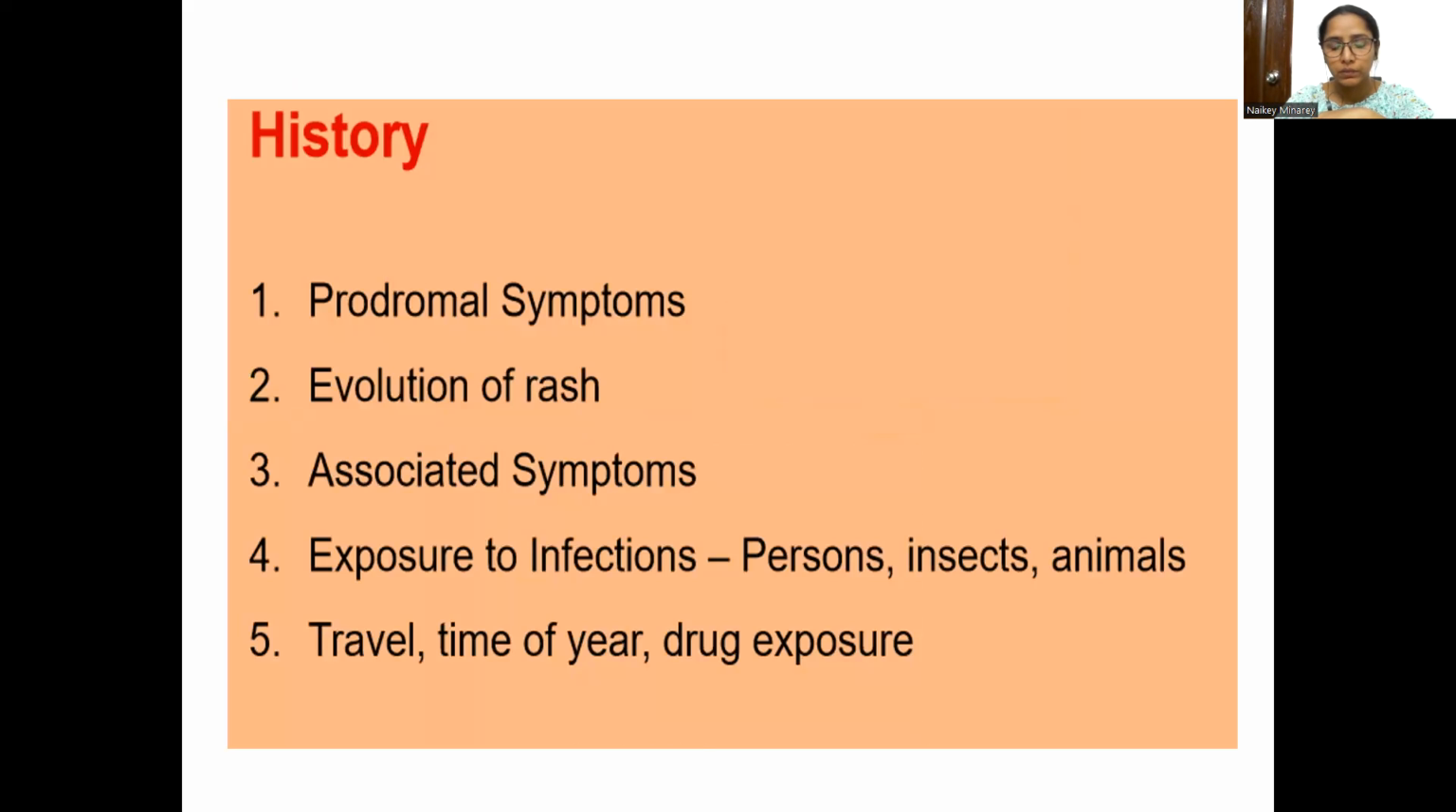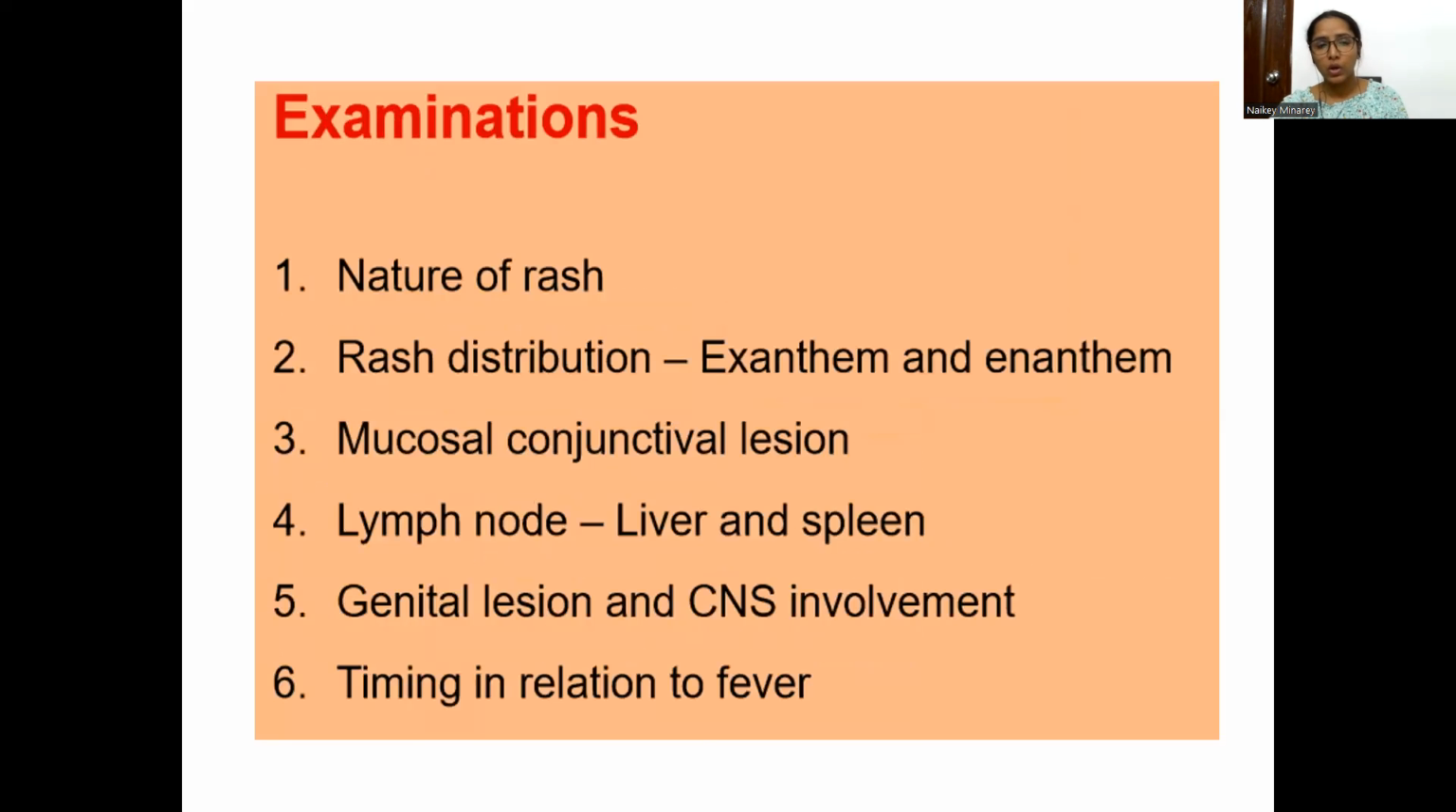Now, if a patient comes with fever and rash, we have to ask in the history what the preceding symptoms were before the rash, how the rash evolved, and what the associated symptoms with the rash are, or if there was any exposure to an infectious person, insects, or animals. Also ask about a history of travel, the time of the year when he travelled, and drug exposure, if any. Now, after taking the history, you have to examine the patient about the nature of the rash, as I told you in the various definitions.